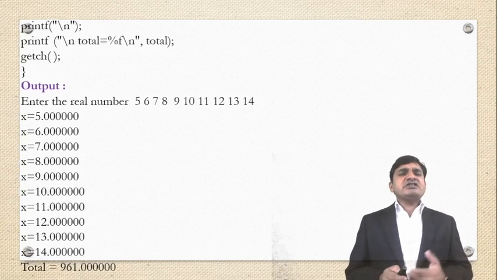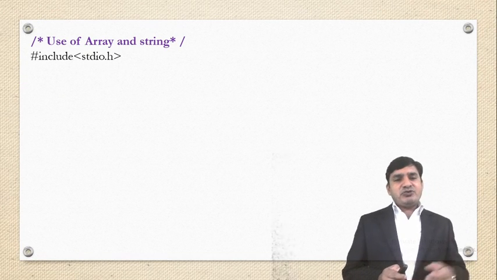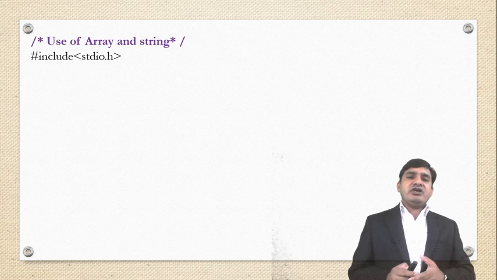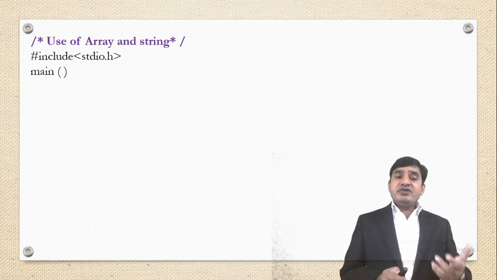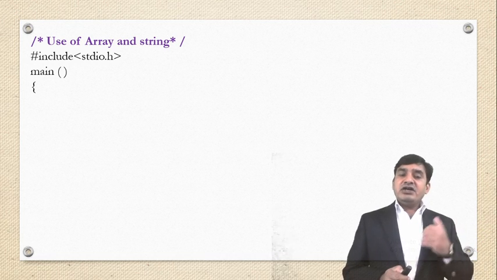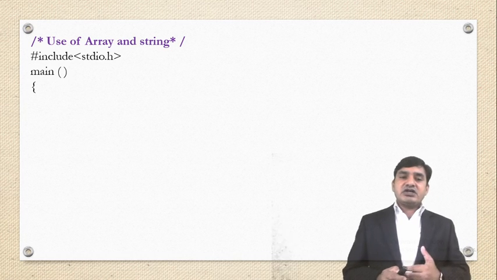Our next program is the use of array and string. Very simple program. #include <stdio.h> means standard input output functions. #include is a preprocessor directive. Then the main function, opening curly bracket. The body of the program is between the opening curly bracket and closing curly bracket.